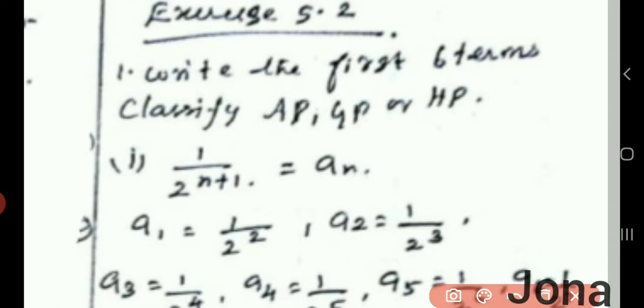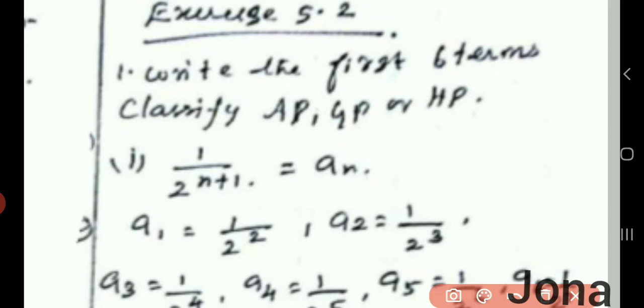Then harmonic progression, which is new to you, is a sequence. If H1, H2, H3 etc. are in arithmetic progression, we can say 1 by H1, 1 by H2, 1 by H3 etc. are also in arithmetic progression. If it is in arithmetic progression, we can say the given series is harmonic progression.